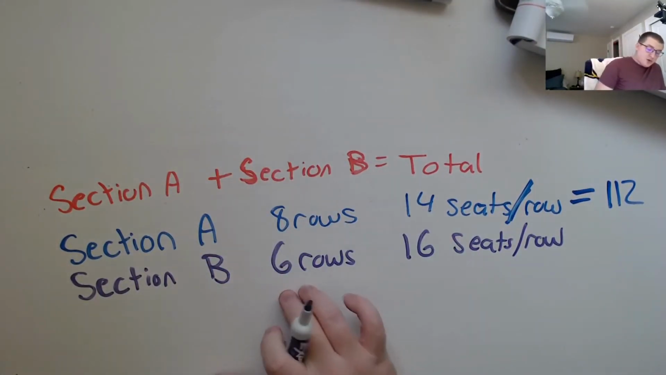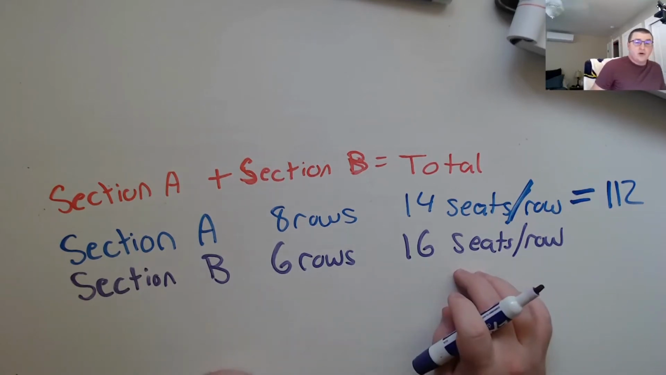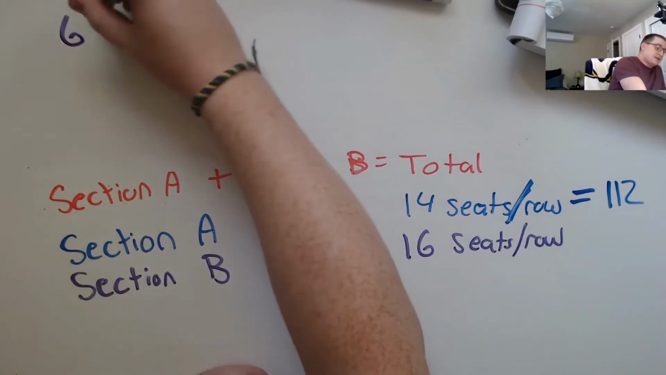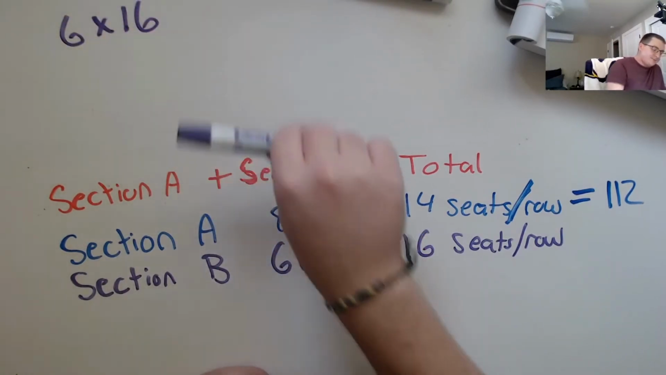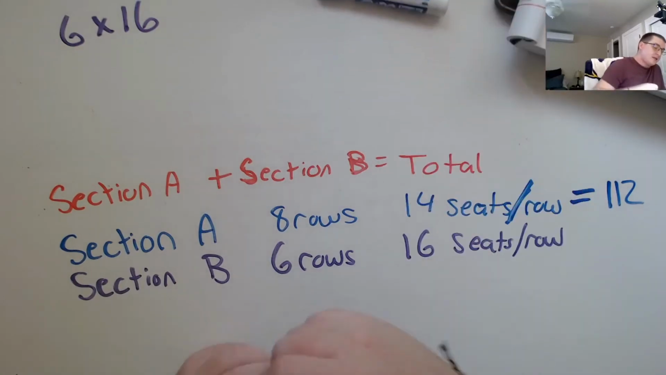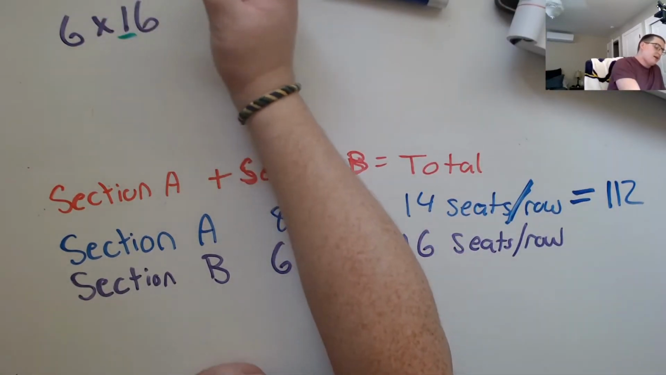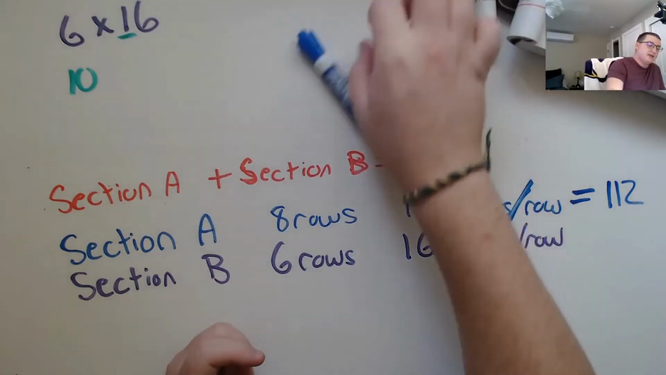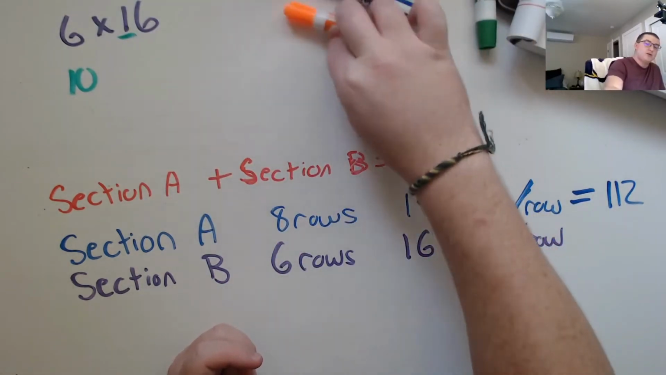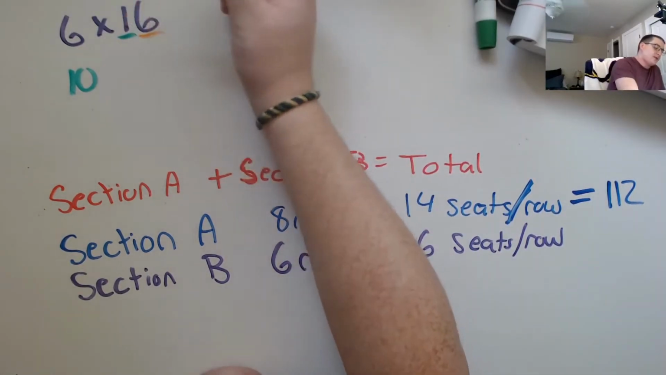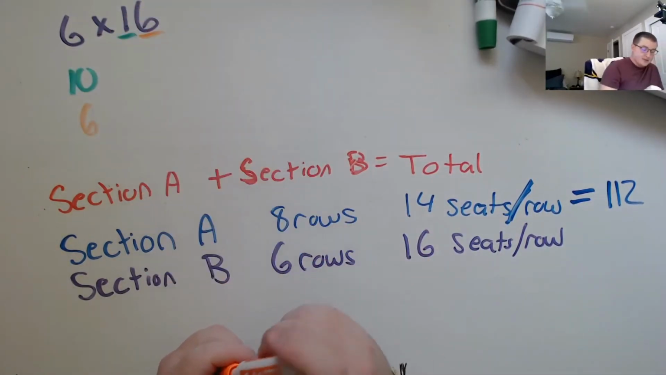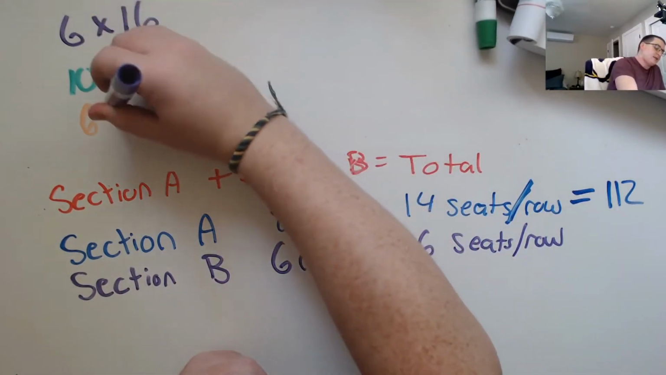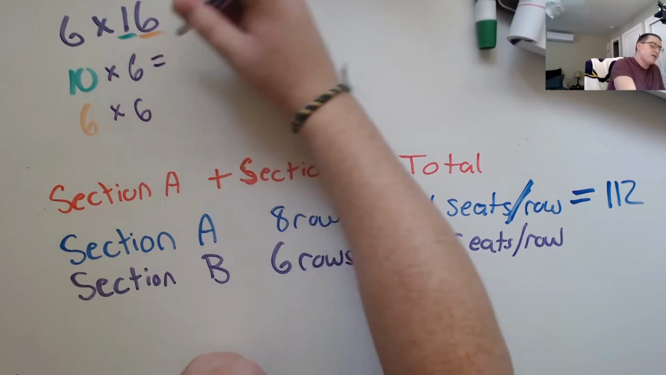Now we have 6 rows at 16 seats per row for section B. So let's do what we did for section A. We have 6 times 16. Now once again, I'm going to take the green, underline the 1, and realize that 1 is worth 10. Perfect. Easy peasy, lemon squeezy. Next up, I'm going to take the orange, underline the 6, realize that 6 is in fact worth a 6, and then I have that. So 10 times 6 and 6 times 6, we're going to do both of these math problems.